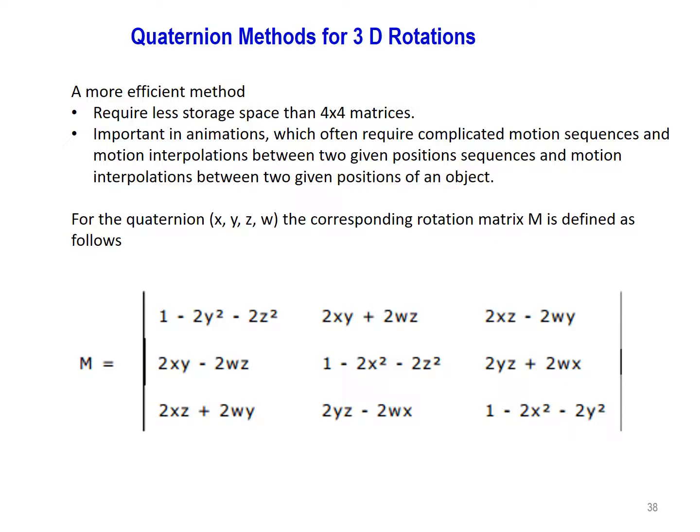Quaternion methods are used in 3D rotations. They are a very efficient method because they require less storage space when compared to 4x4 matrices, and they are important in animations which often require complicated motion sequences and motion interpolations between two given positions of an object. For the quaternion X, Y, Z, W, the corresponding rotation matrix M is defined as below.